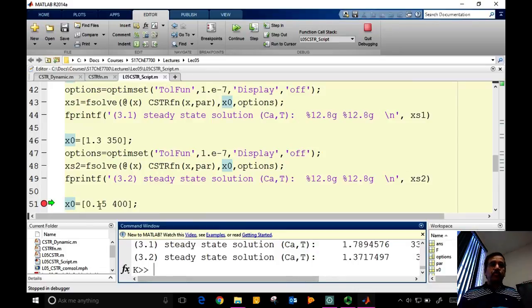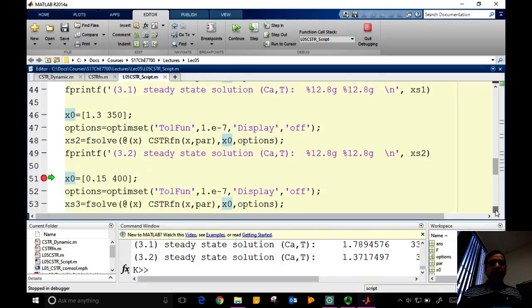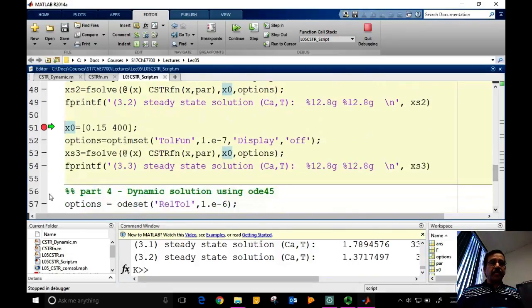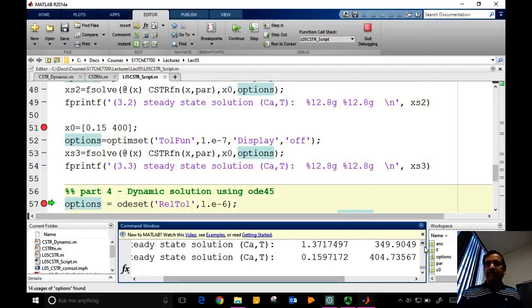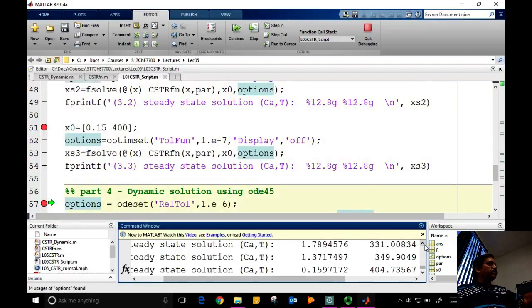And I change it to 0.15. Conversion is now much lower. This is an initial guess closer to the lower conversion solution. Let me set up a breakpoint there and run that. And I get a third solution that is 0.159. So I have 3 solutions here: 1.78, 1.37, 0.159.